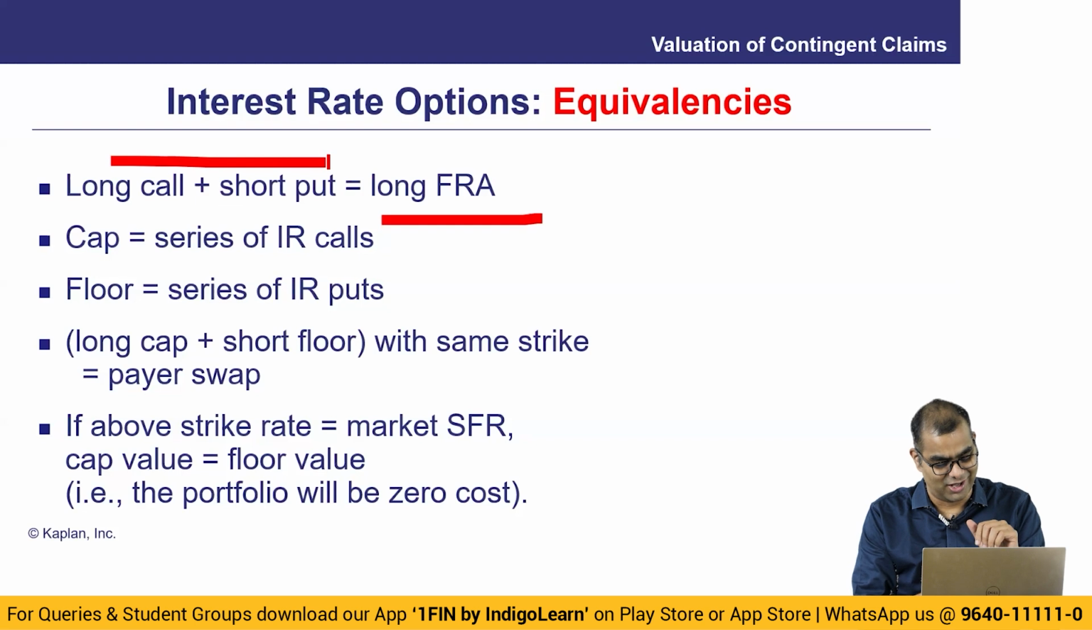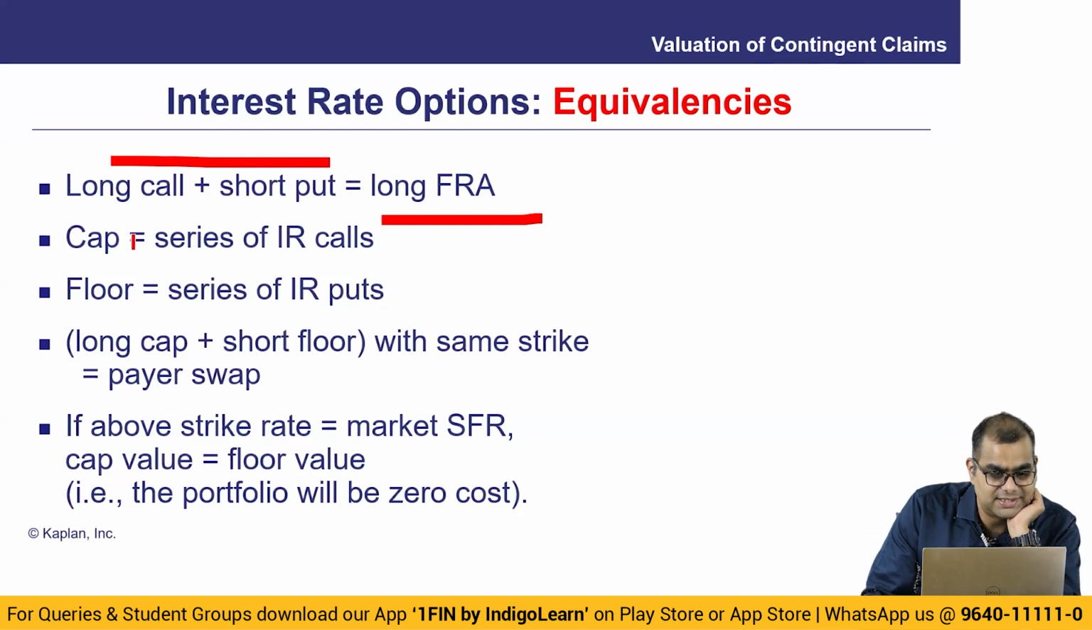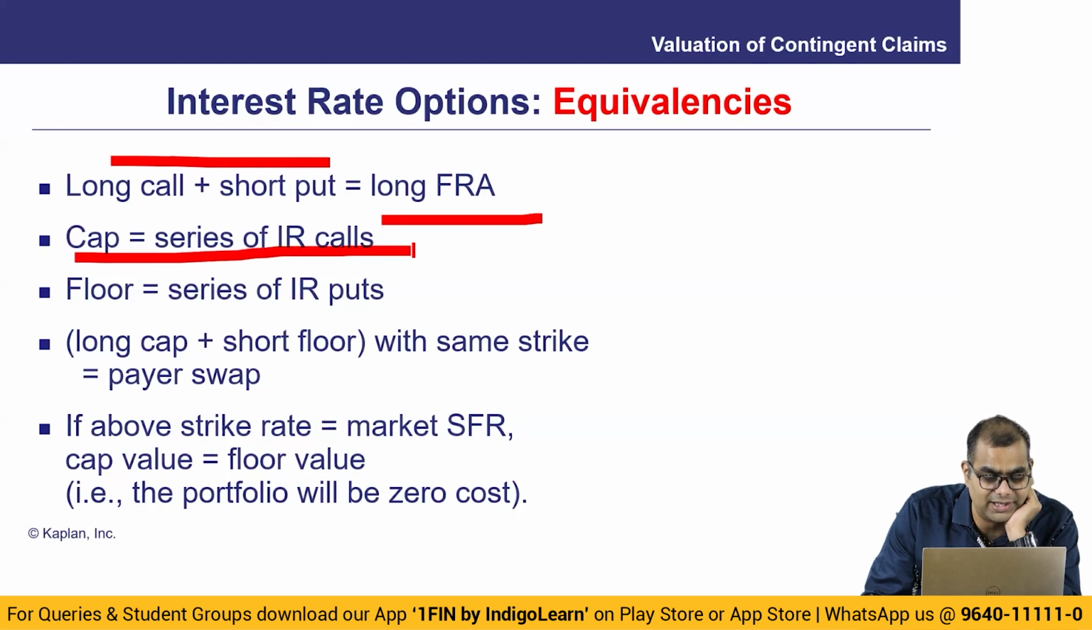Does this make sense? All of these have to make sense to you. First thing, let us look at the easiest ones. Cap, I explained to you, is a series of interest rate calls. Floor, I told you, is a series of interest rate puts. These two are over.